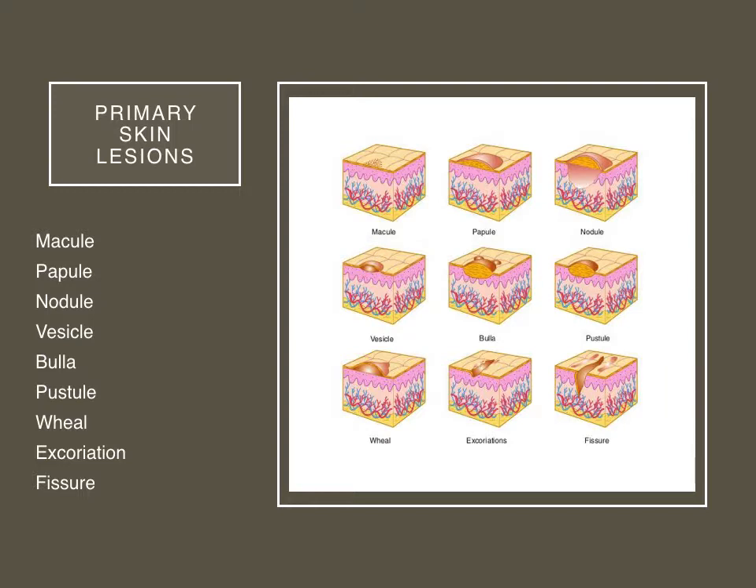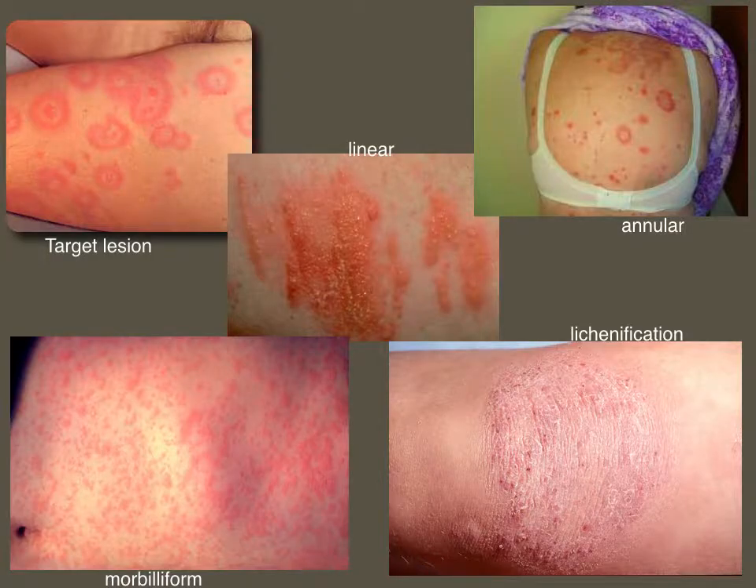Excoriations can be interruptions in the outer and second layer of the skin, and they tend to go into the skin as opposed to coming up above the skin. And a fissure is a crack in the skin, and those can be very painful. Here are some pictures of different types of rashes and the terminology that's associated with them. So for example, a target lesion looks like a bullseye. It looks like a target.